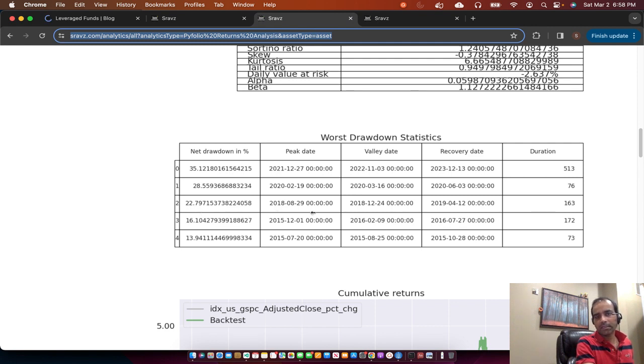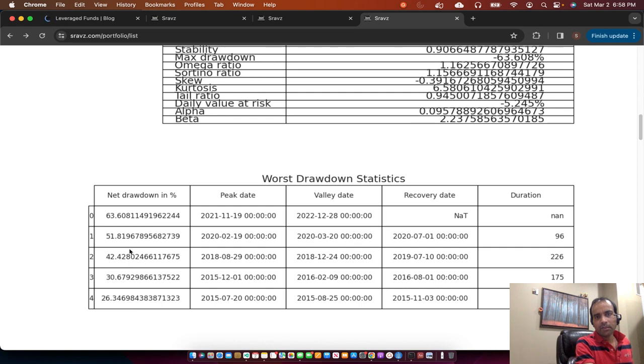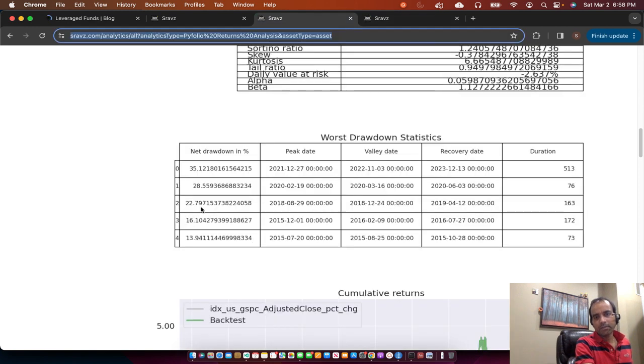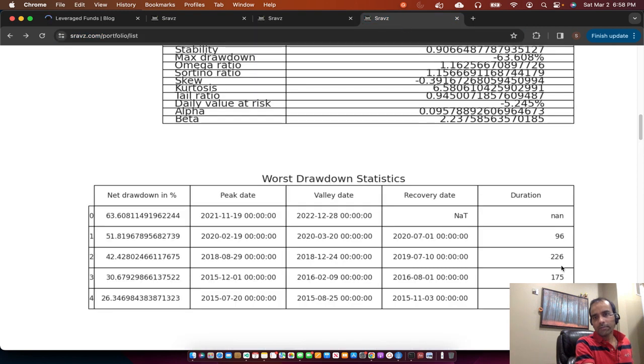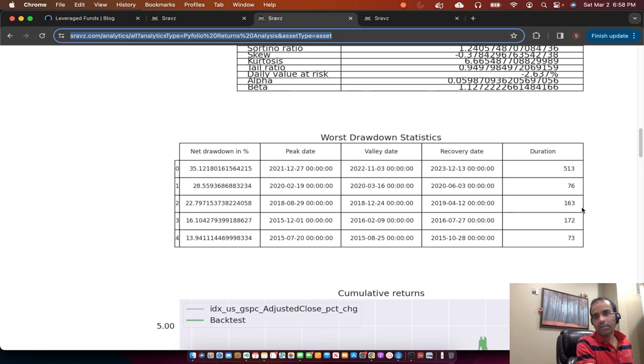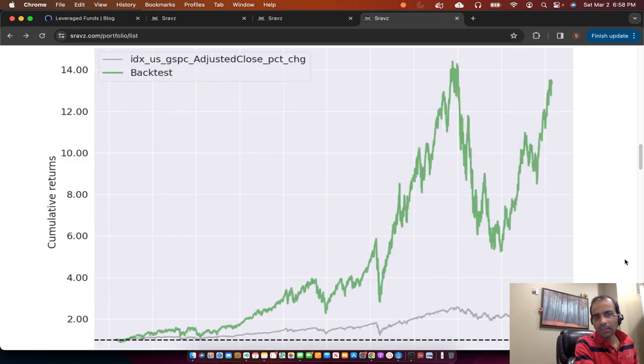In this case, the second worst drawdown was 22.79%. It took 163 days to recover. This one is 42%, which is close to double of this one. And then it took 226 days to recover. 163 days and 226. That's about the drawdown.